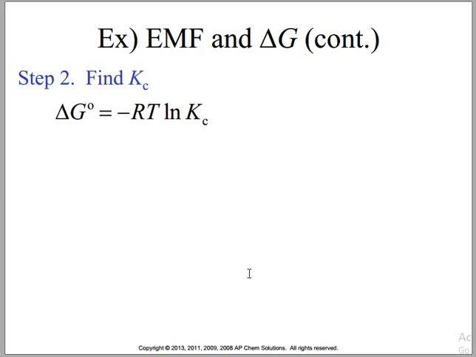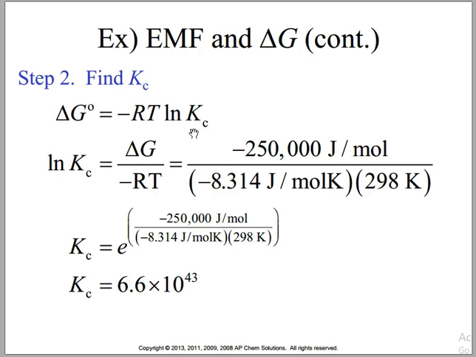Okay, so we can use delta G is equal to the negative gas constant R times temperature times the natural log of the equilibrium constant. So we can use this equation, which is given to us. We have everything we need.